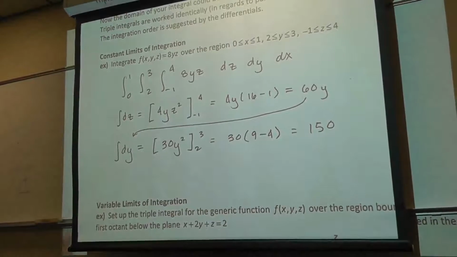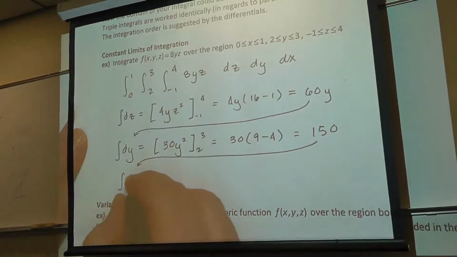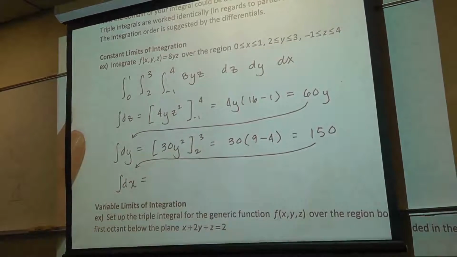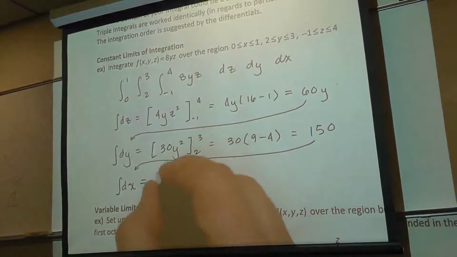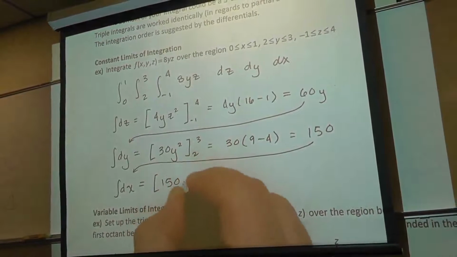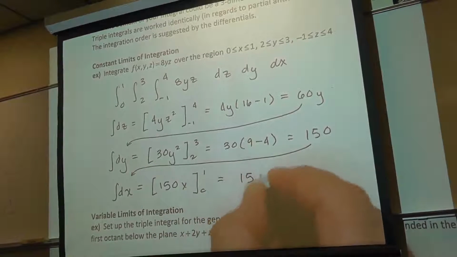And then lastly, these are triple integrals, so expect a third one. By now you're doing the dx order of integration, and you're at a constant. So when I integrate this constant with respect to x, it just becomes 150x from 0 to 1, and that makes no effect on my 150.